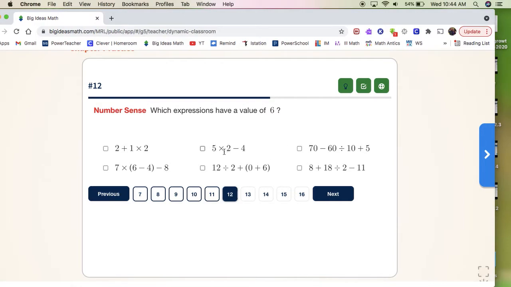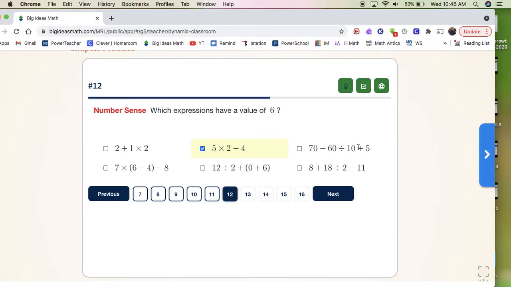All right, look at this one. We have multiplying and subtracting. So we're going to multiply. We always multiply and divide before we add and subtract. So 5 times 2 is 10. 10 minus 4 is 6. That's one of the right answers. There are 3 that are right. All right, notice this one.